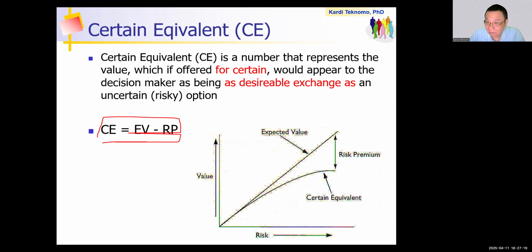This is the risk on the horizontal axis, and this is the value on the vertical axis. The expected value is this line, linear. Of course, higher risk, higher expected value. Then the certain equivalent is this curve, and the difference between the expected value and the certain equivalent is called the risk premium. So you can also make decisions based on certain equivalent.